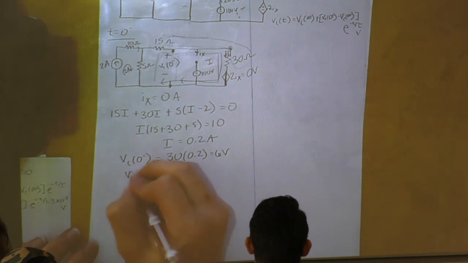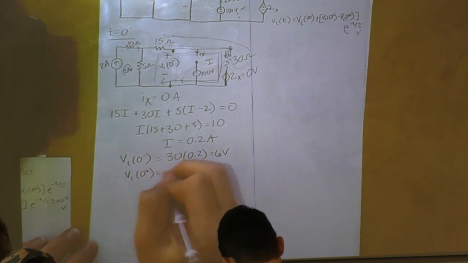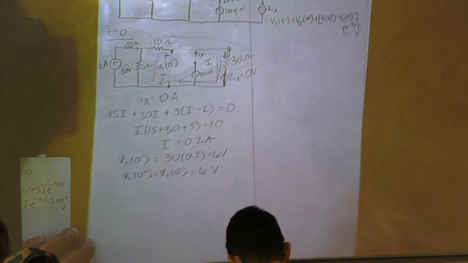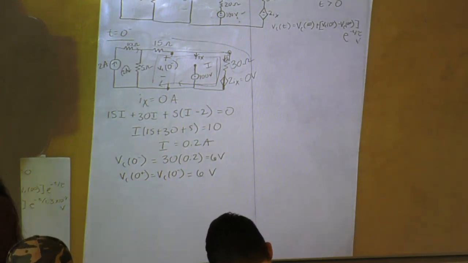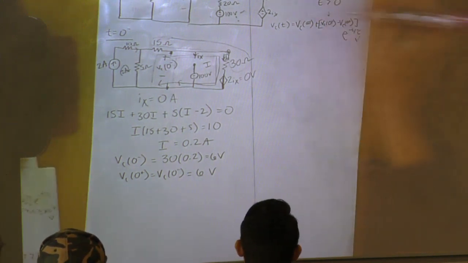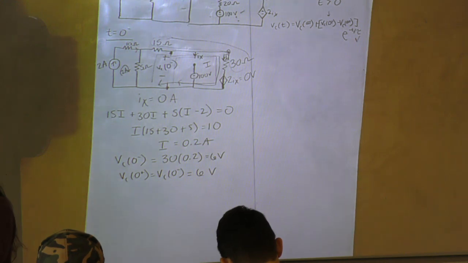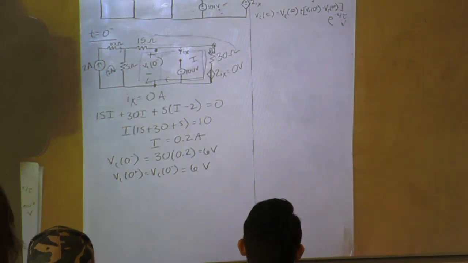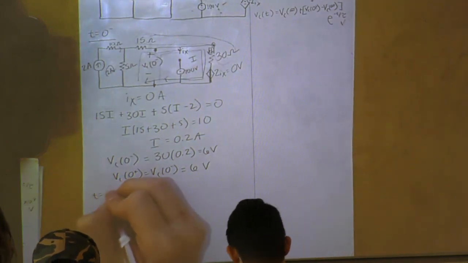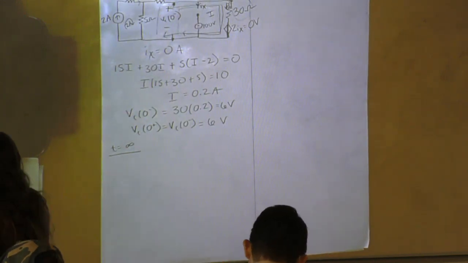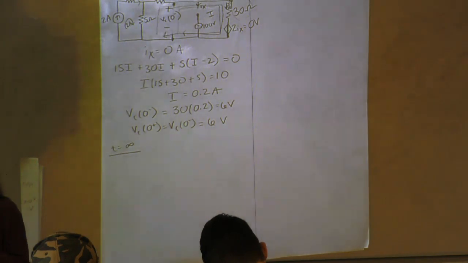So now we can say our VC of 0 plus equals our VC of 0 minus. Voltage over capacitor does not change instantaneously, so we have this part of our formula so far. We need 2 more parts to complete that equation. So now we'll analyze our circuit at t equals infinity. Anyone have questions about the 0 minus circuit or how I found anything?